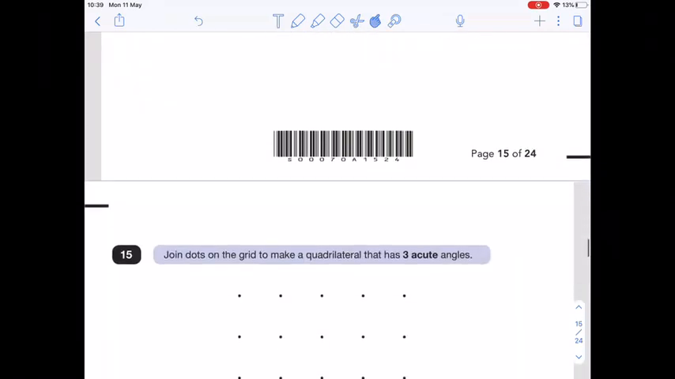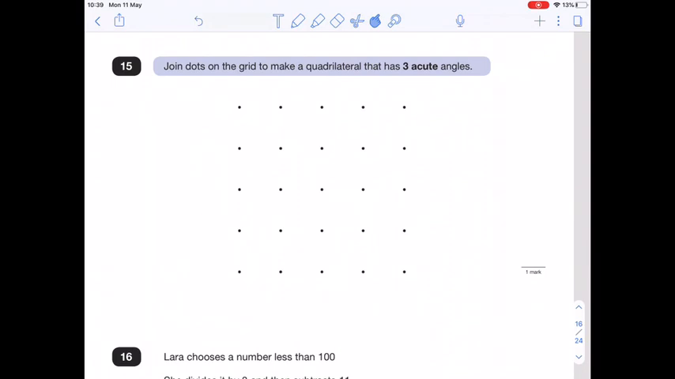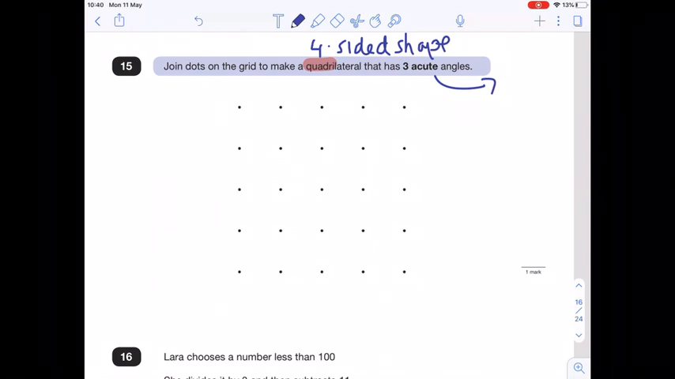Okay, number 15. It says join the dots on the grid to make a quadrilateral that has 3 acute angles. So a quadrilateral, we should know now that quad means 4. You needed a 4-sided shape that has 3 acute angles. What's an acute angle? An acute angle is less than 90. It's very cute. It's really tiny and cute. So an acute angle is like this or like this. It could even be really tiny like that. So you need a shape using the dots with 3 acute angles that has 4 sides.